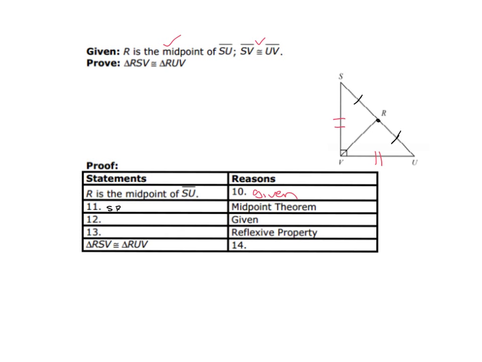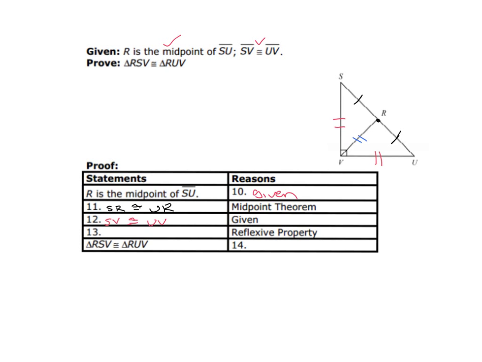Oh, we proved that SR is congruent to UR, because of the midpoint theorem. 12, next statement. Well, it gave me a big hint here to tell me it's given, which is the SV is congruent to UV. Okay, and that was given. And then 13 here. The reason is reflexive property.